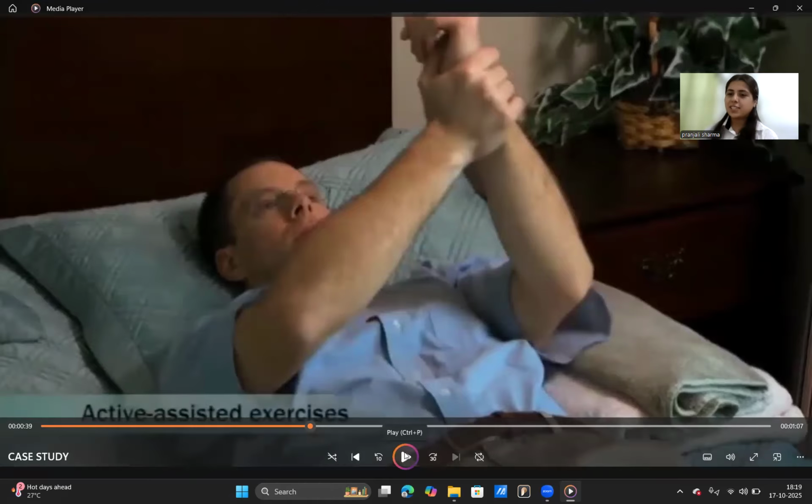This is called active assisted exercise. As I said, it can be done by the patient or the therapist, in which the patient performs the movement of the forearm themselves, the active part, and this other arm, which I can show you by the arrow, is assisting to perform this movement, the flexion of the forearm. So this is called active assisted exercise. This can be done by the patient themselves, and not just the therapist, any other person can help. The patient can do this.